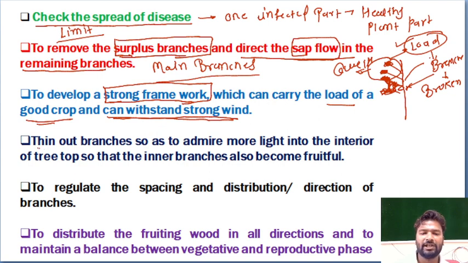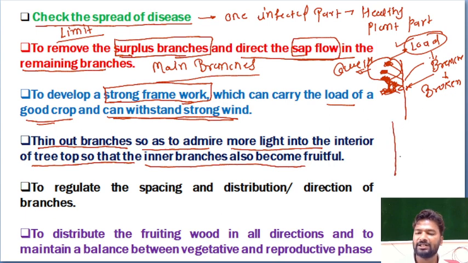Next, thin out branches so as to admit more light into the interior of the tree top, so that the inner branches also bear fruit. So what happens in this tree plant?